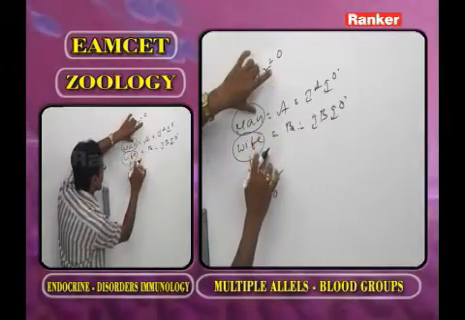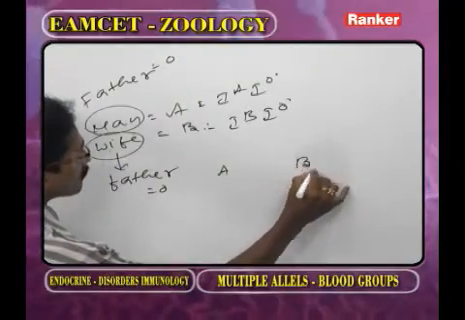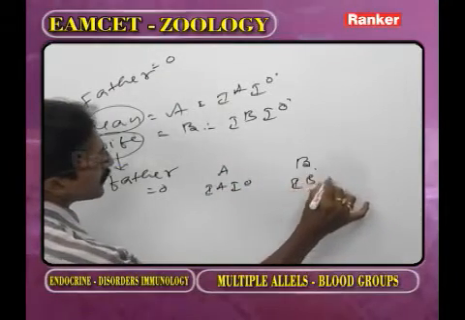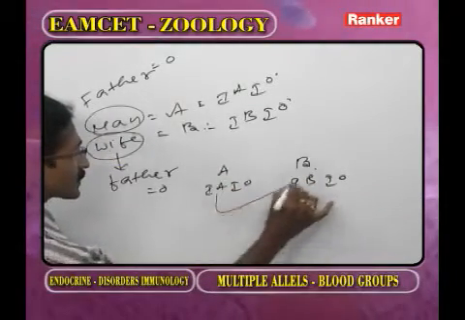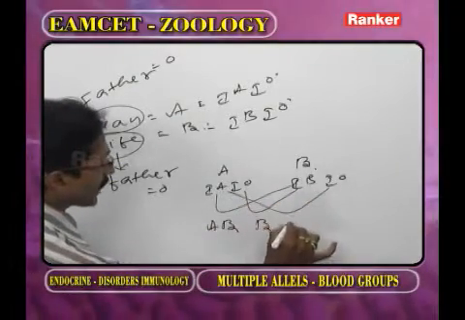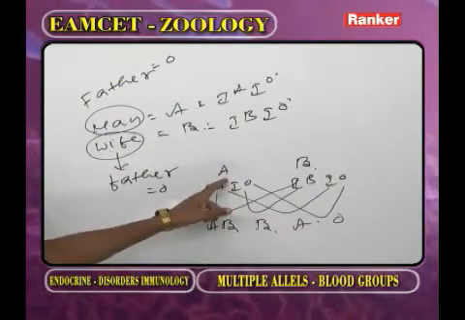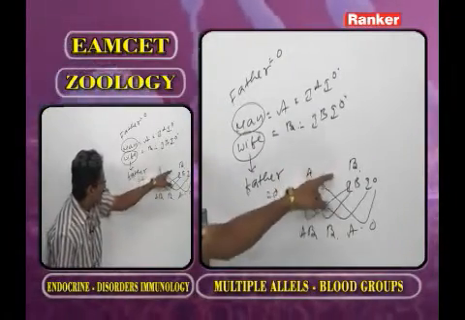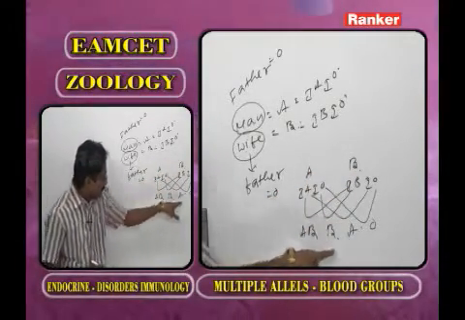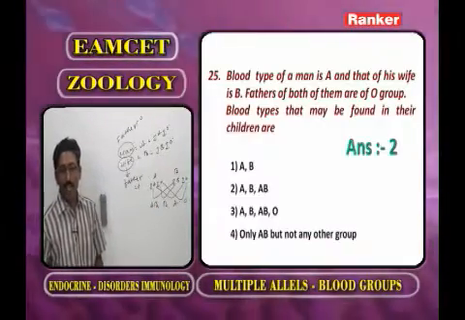Now, these two persons are married. Here the man's blood group is A, the wife's blood group is B. What is the genotype? IA IO. Here, IB IO. Now, we go for the cross. We are getting AB, and we are getting B, and we are getting A, and we are getting O. If a heterozygous man marries a heterozygous woman, in their children what is the possibility of the blood groups? AB, B, A, O. Now, based on that, you have to observe.